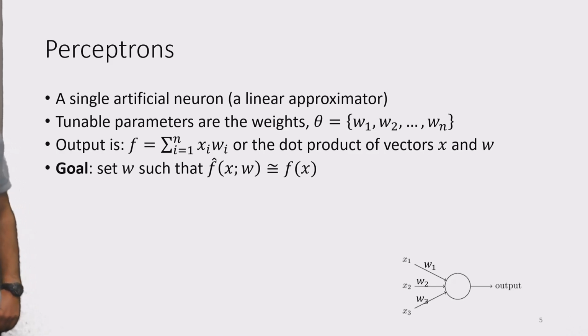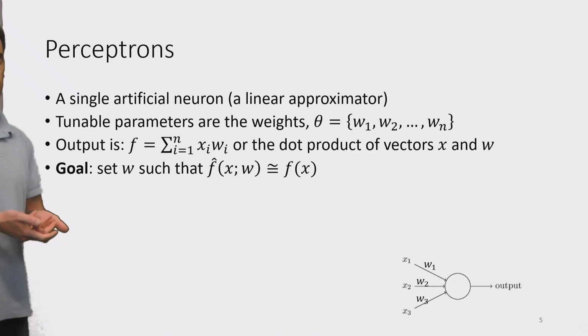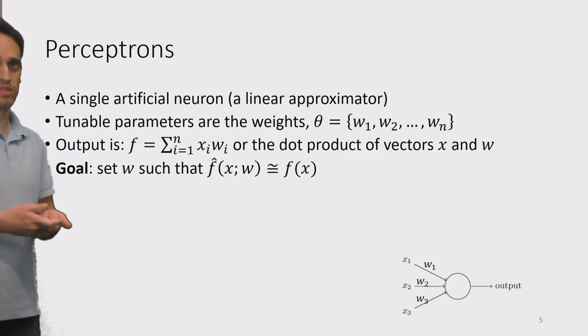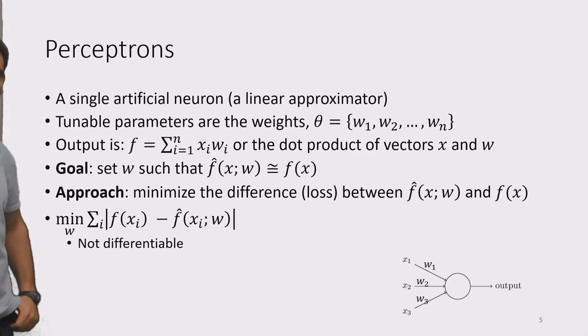Okay, our goal, of course, is to set the w vector such that our linear approximator would resemble as closely as possible the real function that we are trying to fit. The approach we're going to use to train this approximator is to minimize the difference, or the loss, between our approximation and the function that we're trying to fit. That is, we're going to minimize the sum of errors, the sum of differences for all of the training points.